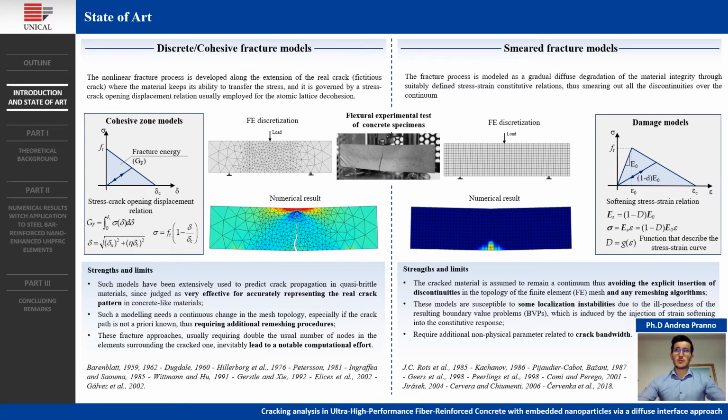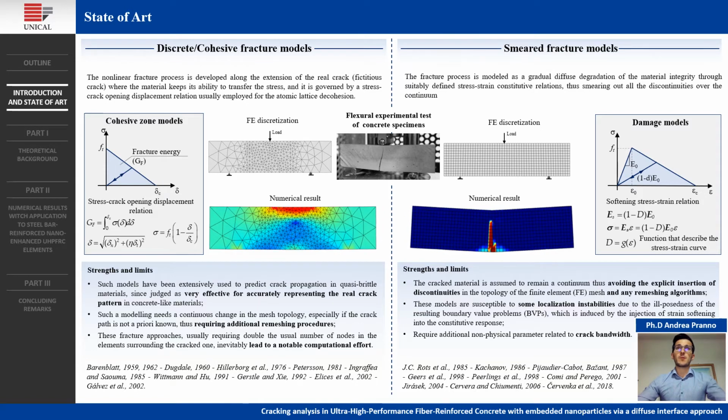In the literature, several computational investigations on the cracking phenomena have been presented, involving different modeling techniques based on two different groups: discrete and smeared fracture approaches. The first ones assume a traction separation law to simulate the nonlinear fracture process along the extension of the real crack, where the material keeps its ability to transfer stress. Such models have been extensively used to predict crack propagation in quasi-brittle materials because they are very effective for accurately representing the real crack pattern, but they need a continuous change in the mesh topology, especially if the crack path is not known a priori, thus requiring additional remeshing procedures.